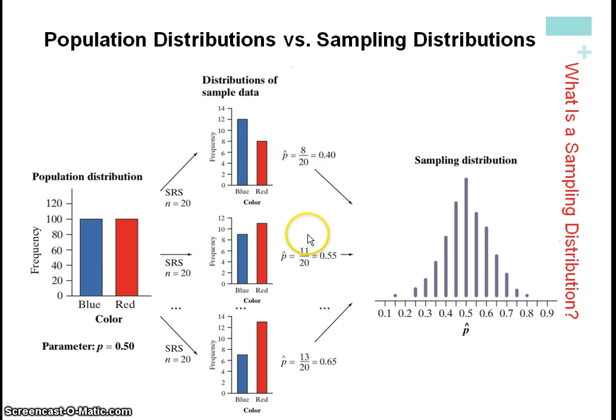On each of them, I got a different p hat. That's normal. But then the sampling distribution is if I graph them all. So if I sample over and over and over again, and I graph all of those p hats, that's the sampling distribution.